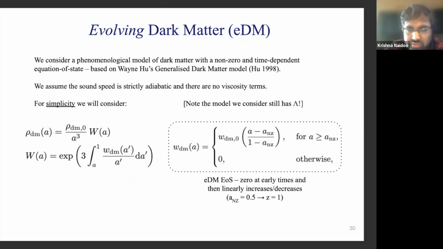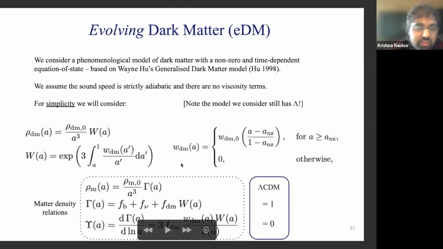The reason we chose this model is because constraints on the dark matter equation of state from CMB measurements are very consistent with 0. So it's unlikely that dark matter, at least at early times, has a non-zero equation of state. And for simplicity, we've also assumed that this change occurs at redshift 1.